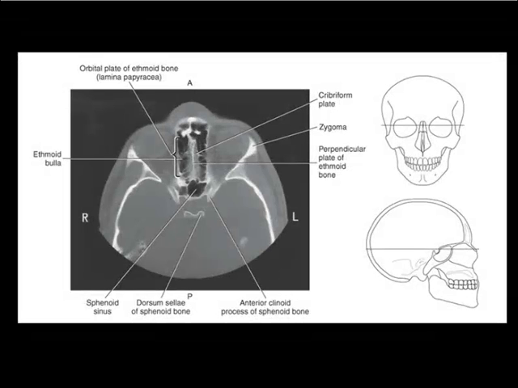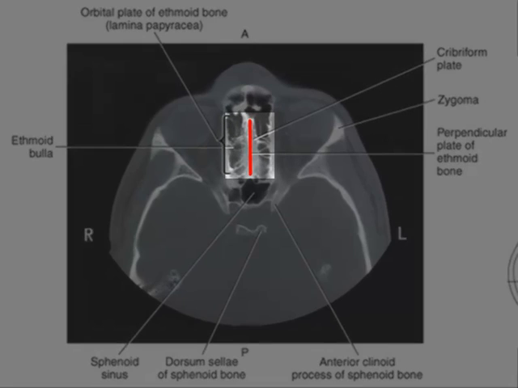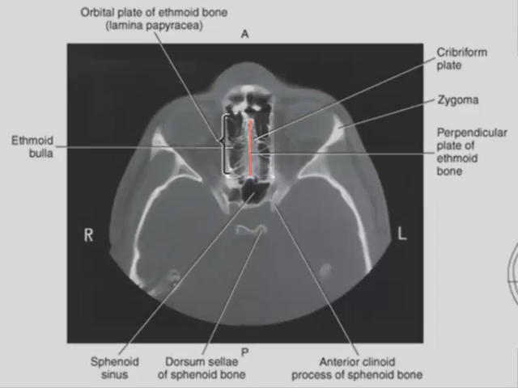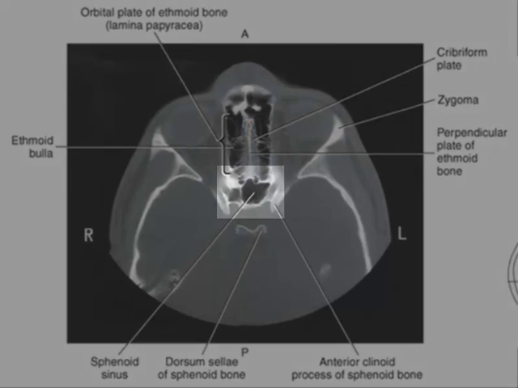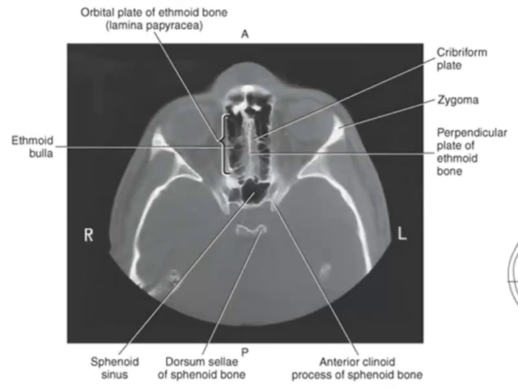This is an axial CT image demonstrating features of the ethmoid and sphenoid bones. Anteriorly, the cribriform plate, and superiorly, the ethmoid air cells are demonstrated. The sphenoid sinus is also labeled midline posterior to the ethmoid. The anterior and posterior clinoid processes of the sphenoid are also seen in this particular image.